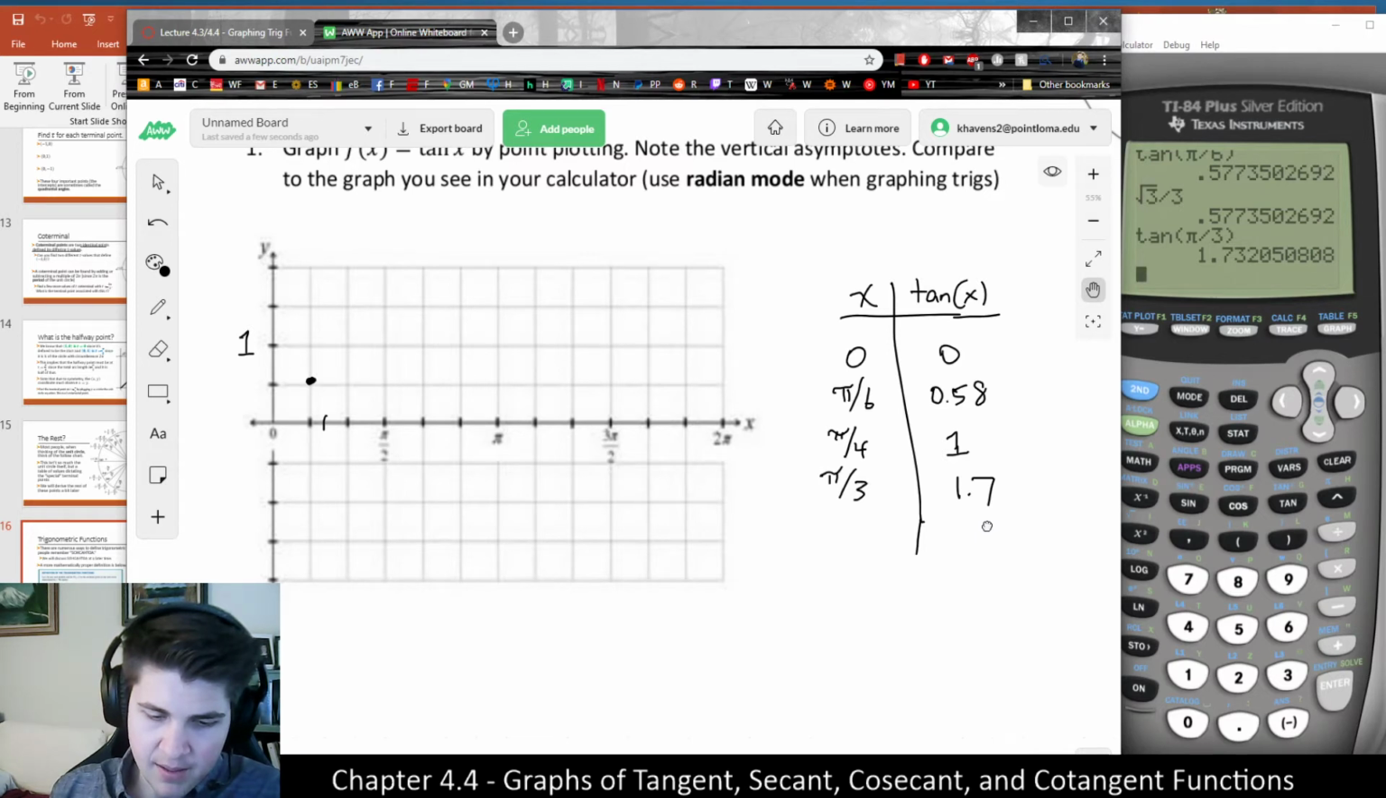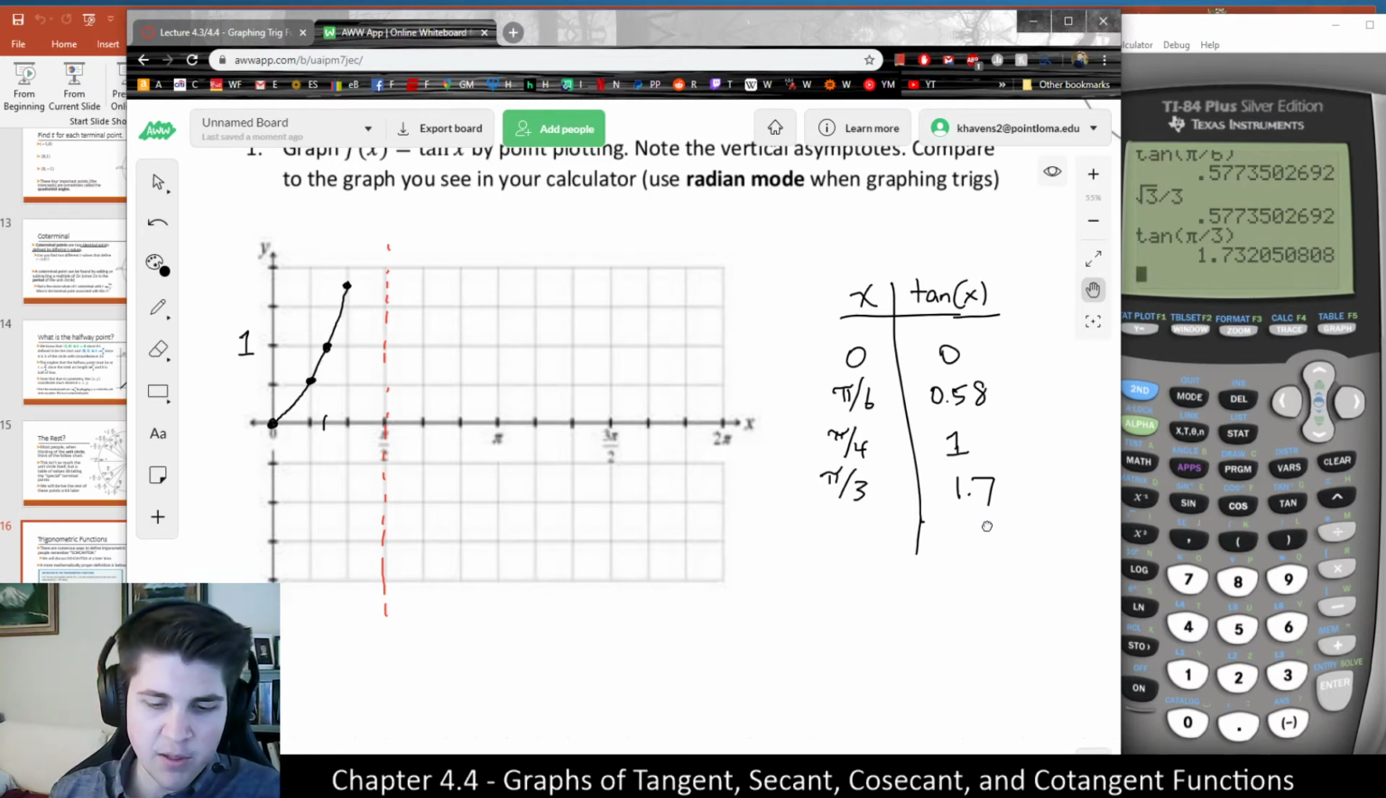At pi over 4, tangent produced exactly 1. At pi over 3, which is the next major tick mark before pi over 2, tangent produced about 1.7. And by the time we got to pi over 2, we ran into a problem, which, as I mentioned, created a vertical asymptote. So for now, I'm just going to put that right there. But this is going to occur. But what will happen with the tangent is it starts at 0. Oops, let me use black there. And it's going to move upward, passing through 1, going up to 1.7.